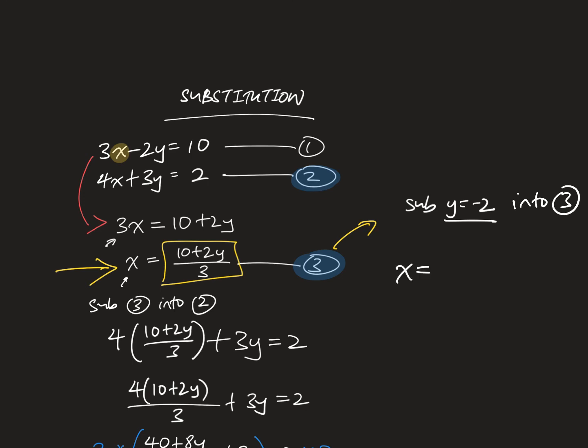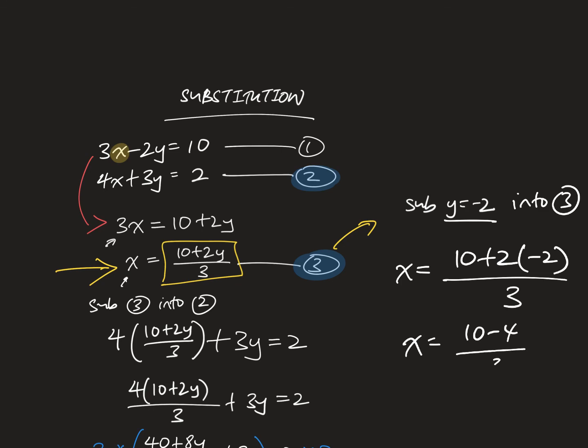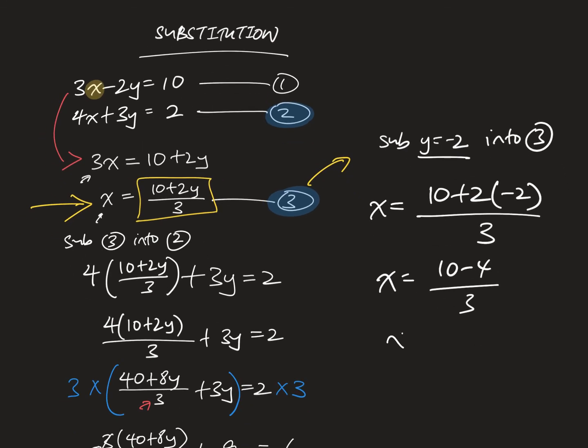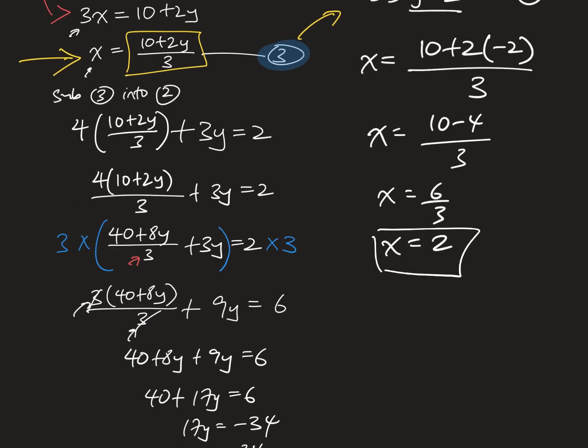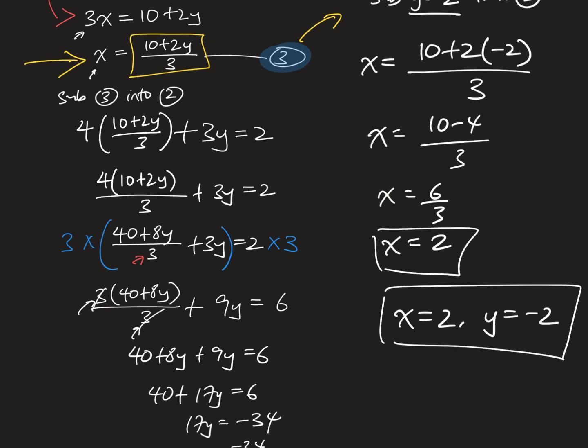So x equals 10 plus 2y, but now y is negative 2, and this entire thing divided by 3. So x equals 10 minus 4 over 3, x equals 6 over 3, x equals 2. Ta-da, we've done it. So x equals 2 and y equals negative 2. There you go.